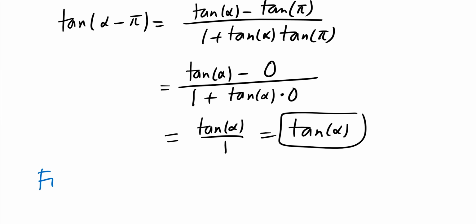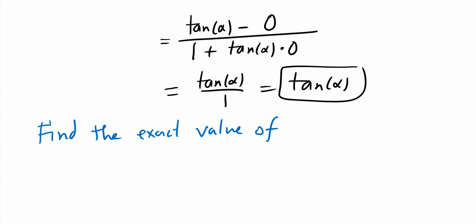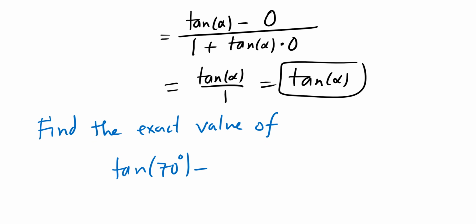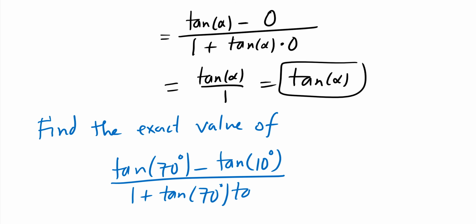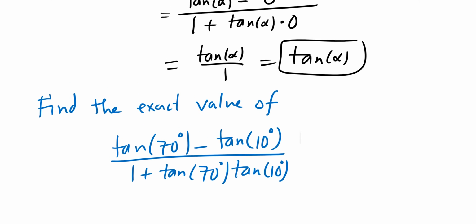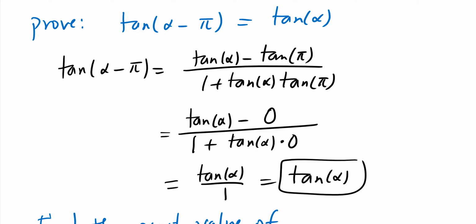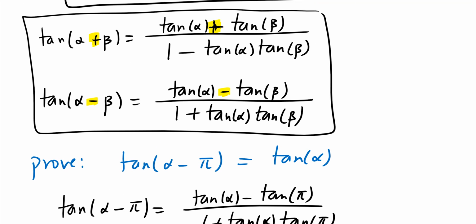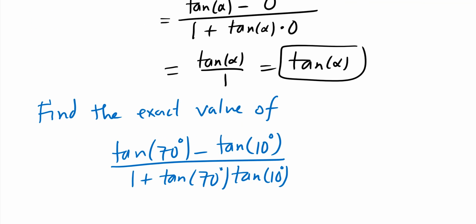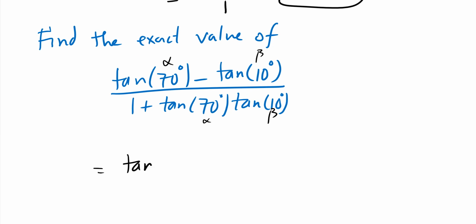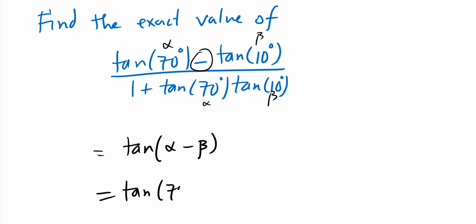Another application, find the exact value of, let's say, tangent 70 degrees minus tangent 10 degrees over 1 plus tangent 70 degrees times tangent 10 degrees. So how to do this? I'm going to look at this one and compare it to the forms given. It looks like the second one, the right hand side, like tangent alpha minus tangent beta. So this is like alpha and beta. So the formula for this is tangent of alpha minus beta, because it matches this. So alpha minus beta. What is alpha here? Alpha is 70, beta is 10.